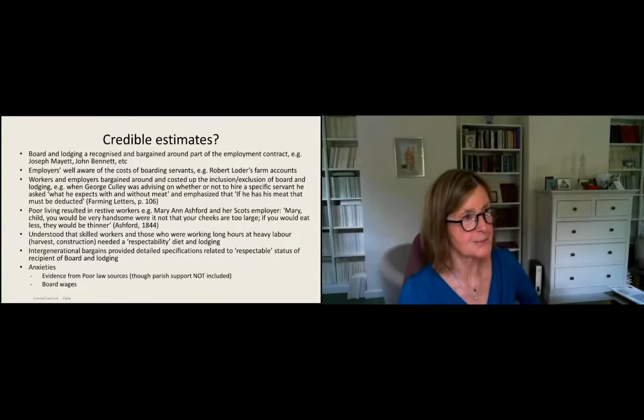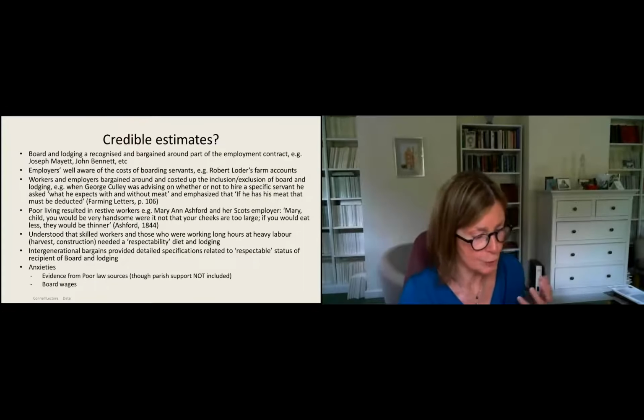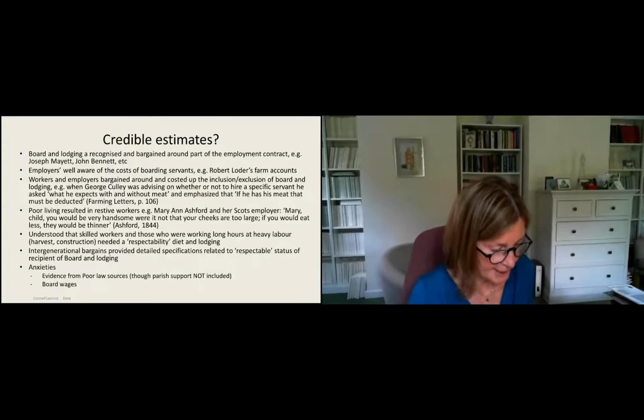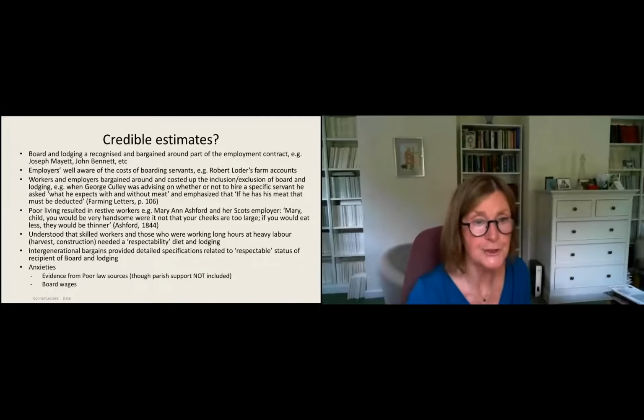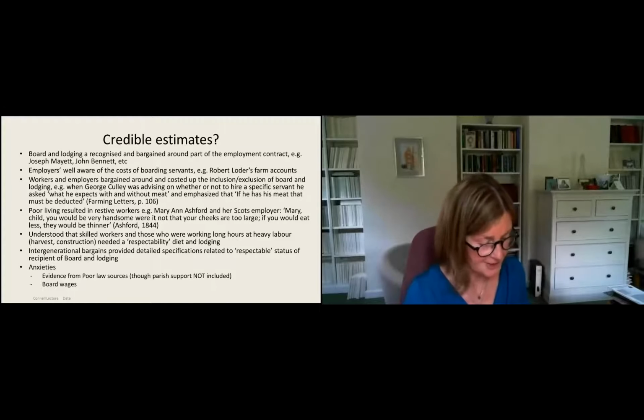Well, now I want to just spend a little bit of time talking about whether these are credible estimates. Can board and lodging costs in these kinds of records be interpreted as measures of a respectable lifestyle? Were people in the past even cognizant of the kinds of food and accommodation they received? Were they watchful of its value and sensitive to the status it conveyed? Well, I think the answer is an emphatic yes.